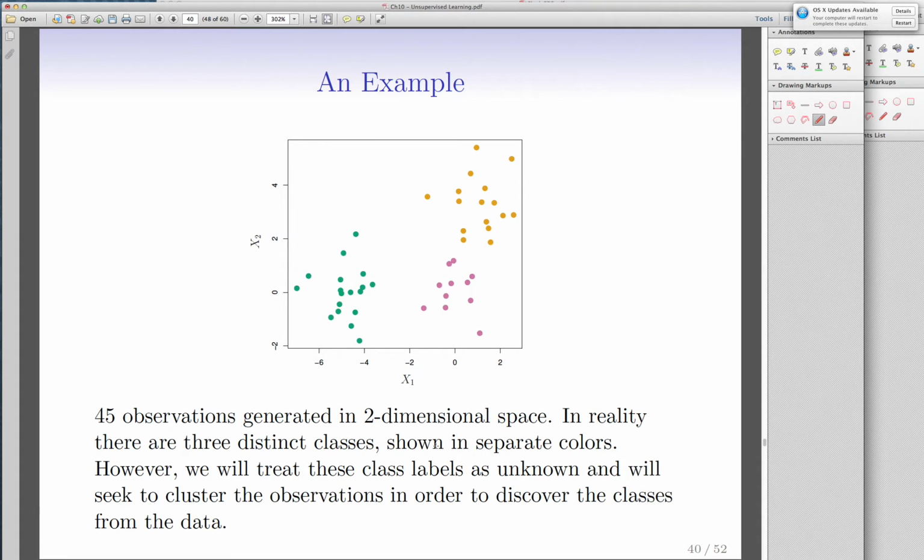So here we have 45 observations generated in two-dimensional space. This is simulated data, so we actually know the labels, but we don't want to use the labels in our training algorithm because that's unsupervised learning. So we basically had four clusters. Let's see how our algorithm is doing.